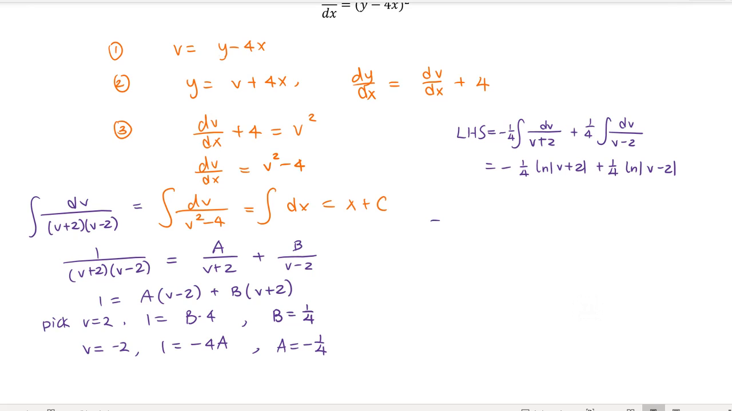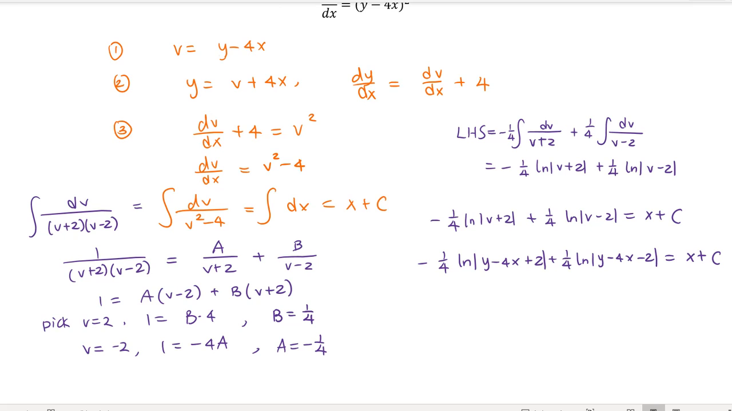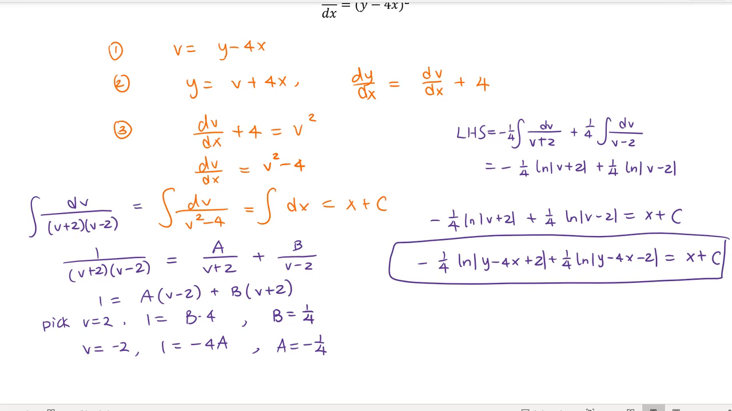So put the whole thing together, it equals x plus c. So what is v? v is y minus 4x. So minus 1 over 4 ln of the absolute value of y minus 4x plus 2, plus 1 over 4 ln of the absolute value of y minus 4x minus 2, equals x plus c. This is the solution to this differential equation.